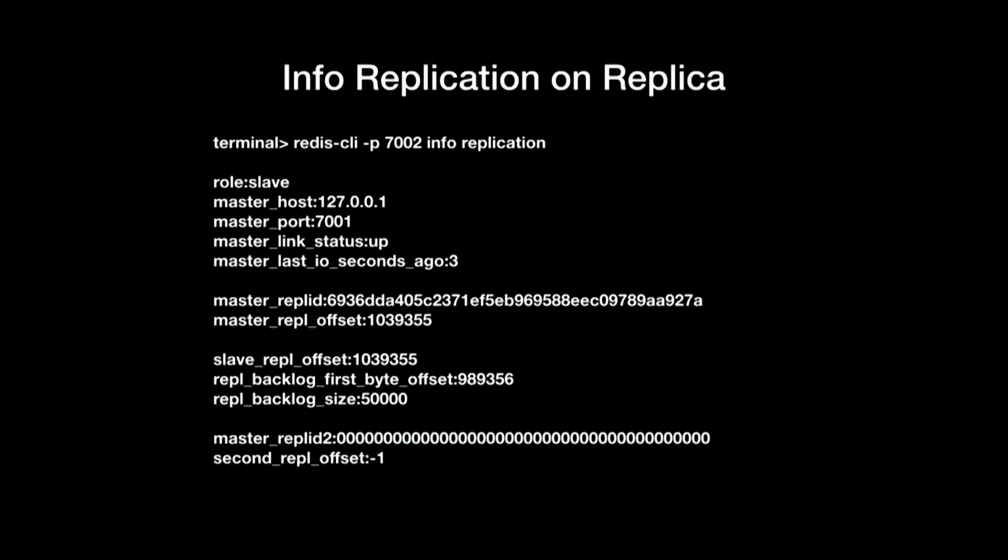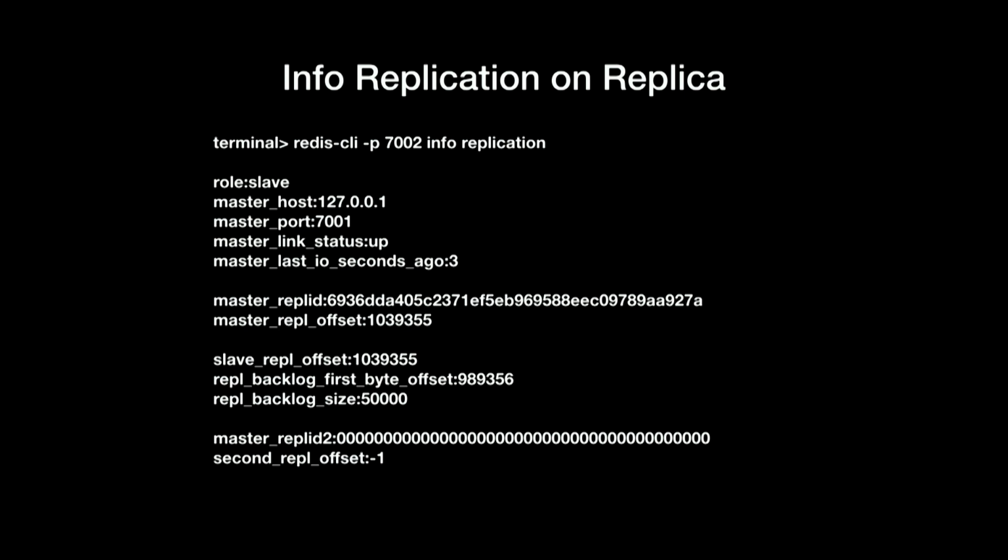There's also this master replica ID and a second replica offset that you see in INFO REPLICATION. What is this? Does any of you know what a second replica ID is? Just by a show of hands. OK, then I can talk about this.